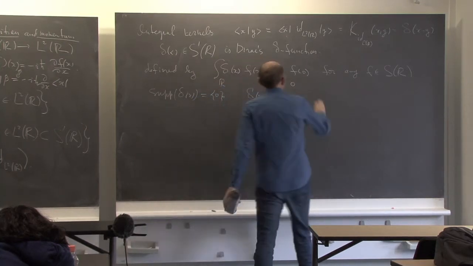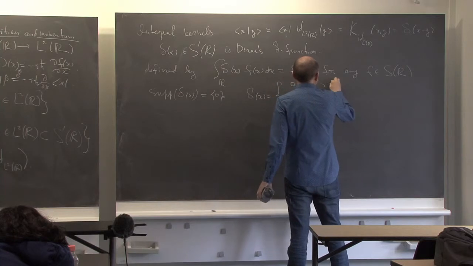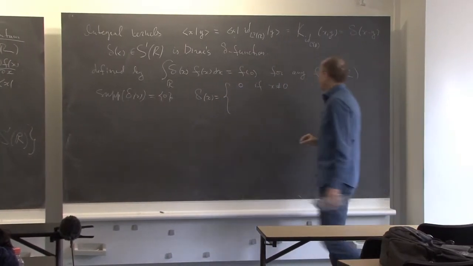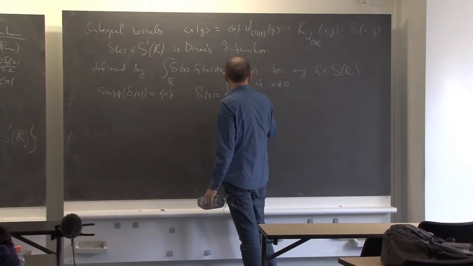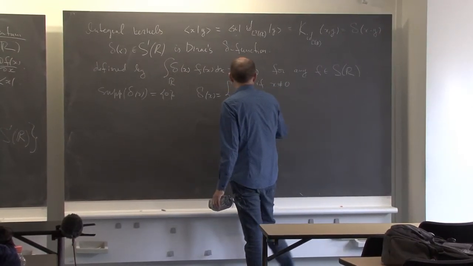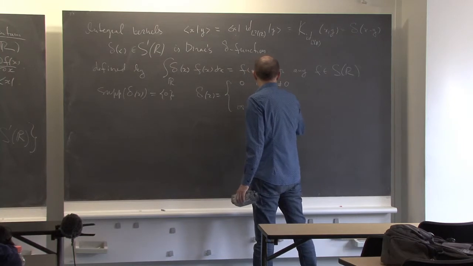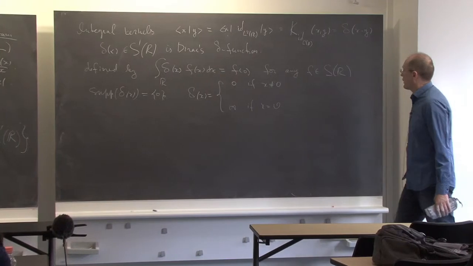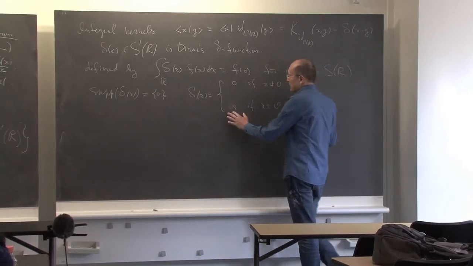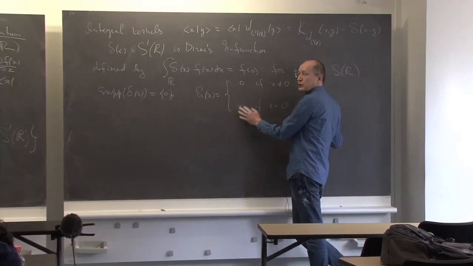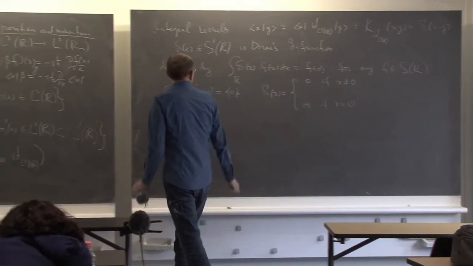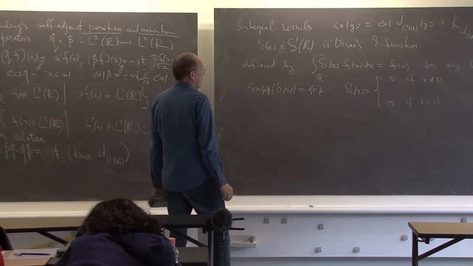1 point, which means naively that delta of x is 0 if x is not equal to 0, and infinity if x equals 0. So this writing suggests that this is really not a function, because for a function we don't have any meaning of taking an infinite value.